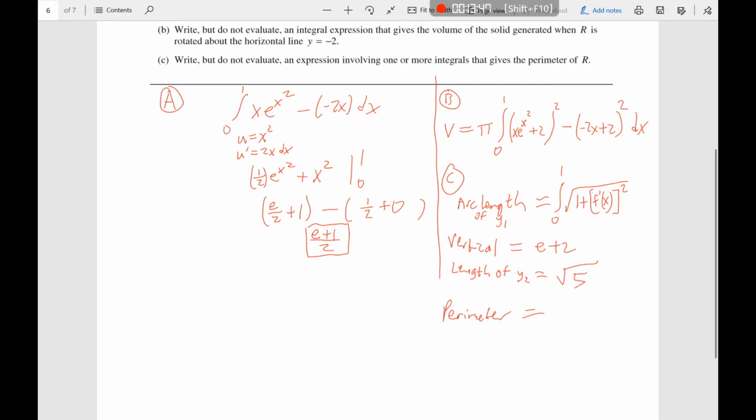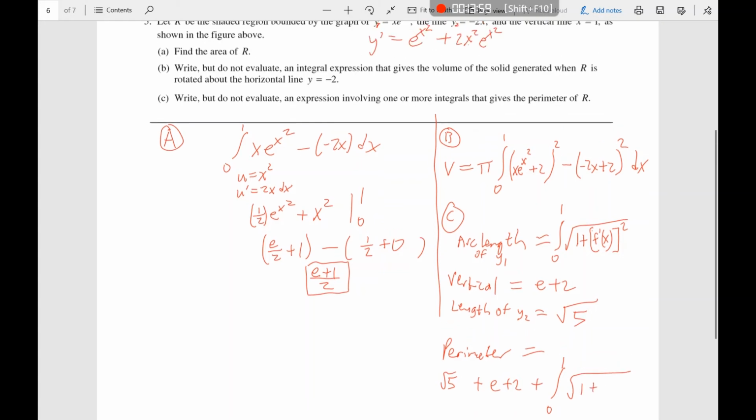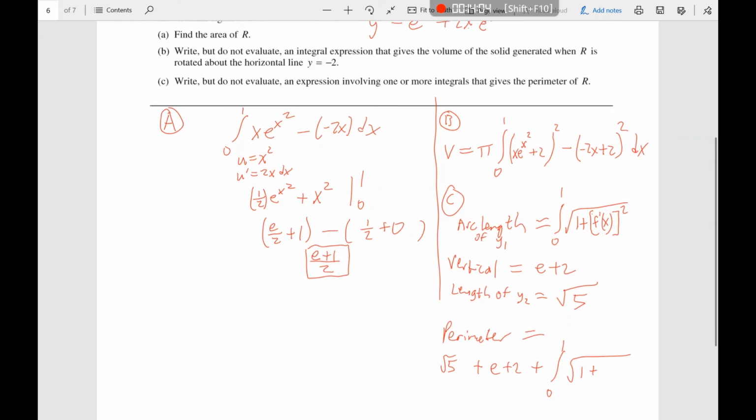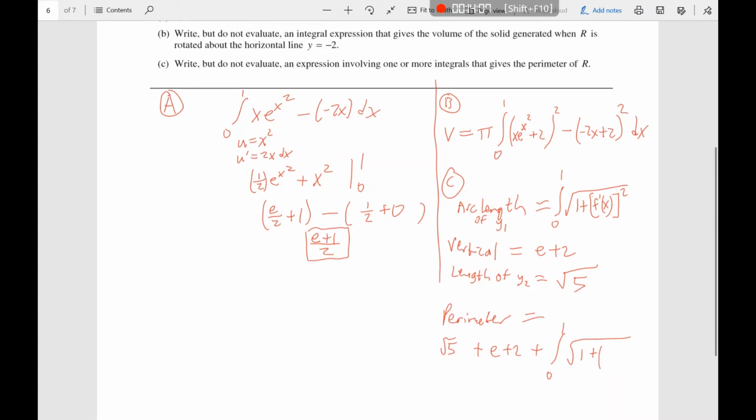is equal to root 5 plus e plus 2 plus the integral from 0 to 1 of the square root of 1 plus f prime, which we said was this, and e to the x squared plus 2x squared e to the x squared, all squared in terms of x. And we should be good. Any questions on anything we did here?